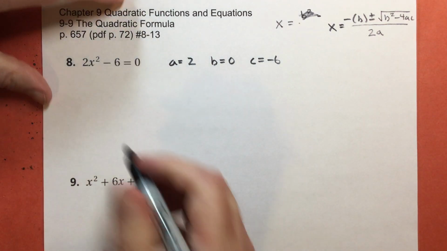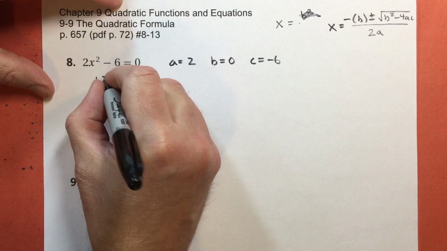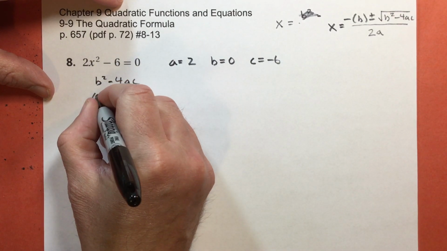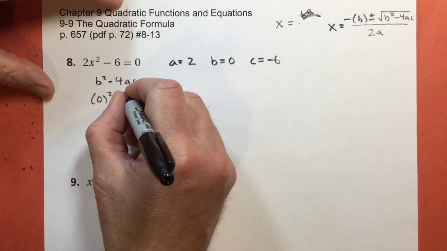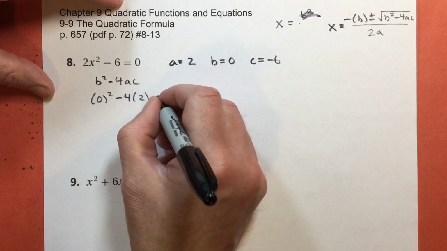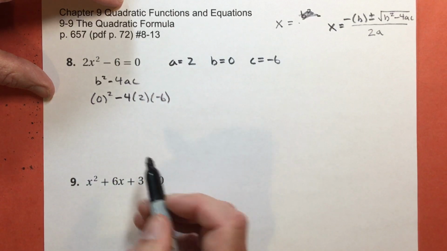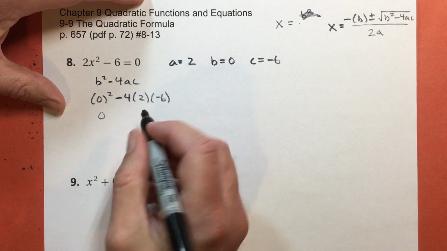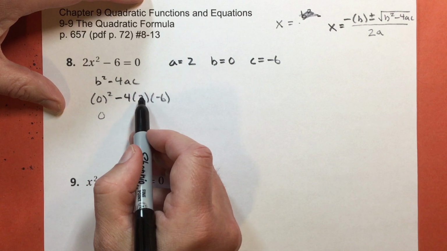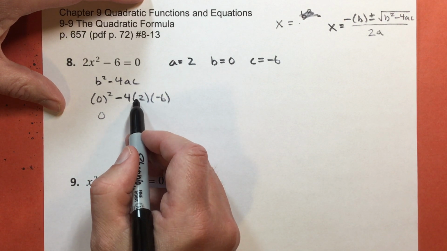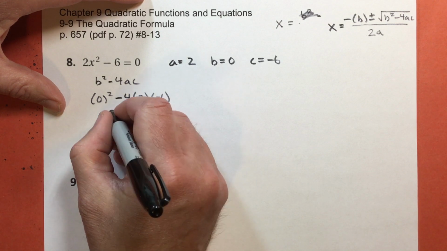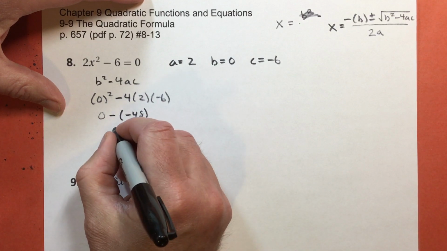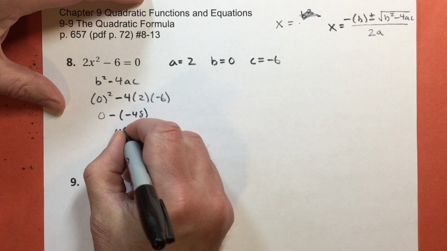Okay. So I want B to the second power subtract 4AC. My B is 0, so I get 0 squared. That's easy. My A is 2, and my C is negative 6. So I get 0, negative 4 times 2 is 8, and 8 times negative 6 is negative 48. And 0 subtract negative 48 just becomes 0 plus 48, which is 48.